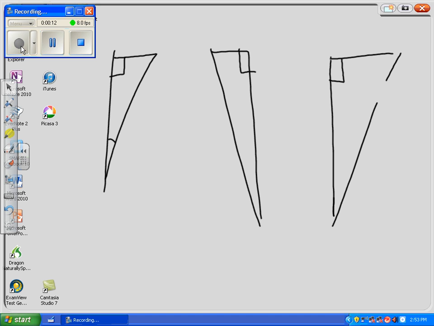Okay, we're going to go to page 483 in the textbook, and the main thing that we want to pick up from this page is that you shouldn't get freaked out about how the triangle is drawn. Don't let that bother you. It doesn't matter how it's drawn, you only need to look for a couple things.